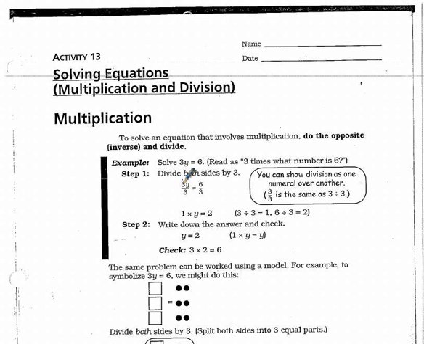On this side, these 3's would cancel each other out, leaving us with y. But on the right side, the fraction line is a division sign. So you're going to do 6 divided by 3, and that gives you 2. y equals 2. We can check these equations by plugging back in for y. Since our solution was 2, we're going to do 3 times 2, and yes, that does equal 6.